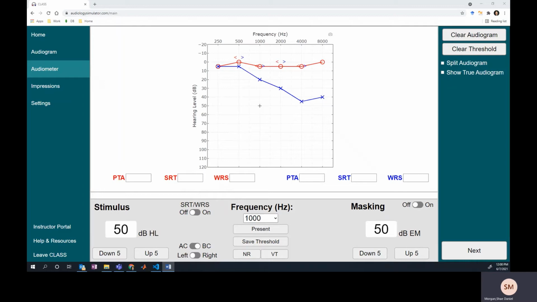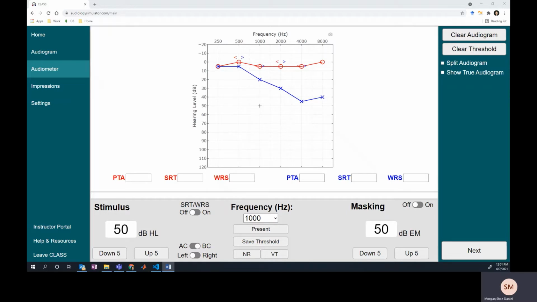All right, this video is the second video in a series on masking. We're using the same hearing profile from the first video, so be sure to check that out if you haven't already. If masking is hard for you, you are not alone. In this video, we're going over how to determine if masking is needed for bone conduction thresholds.